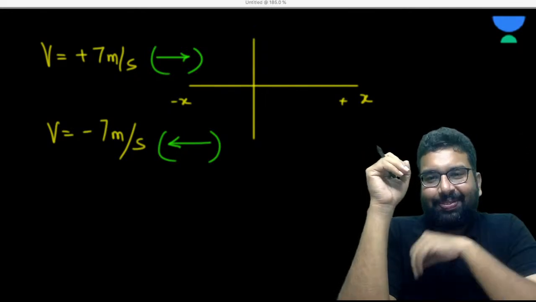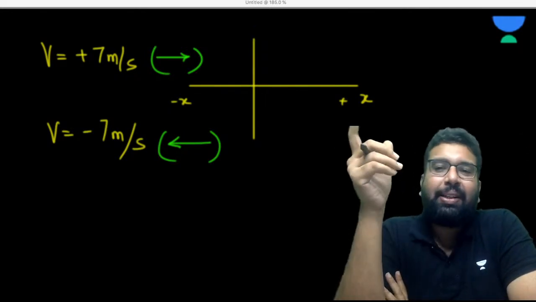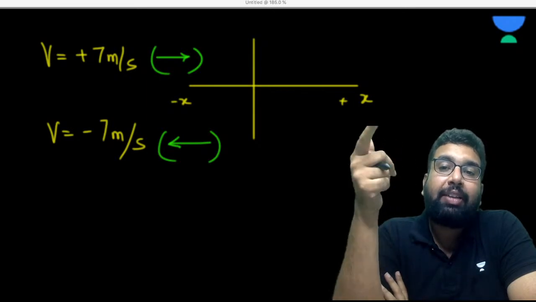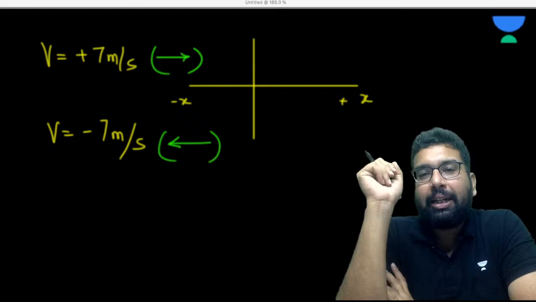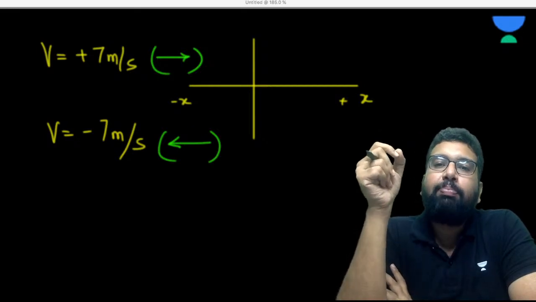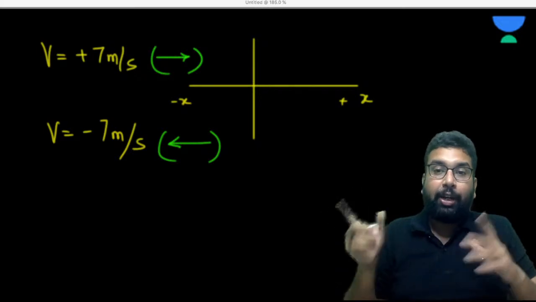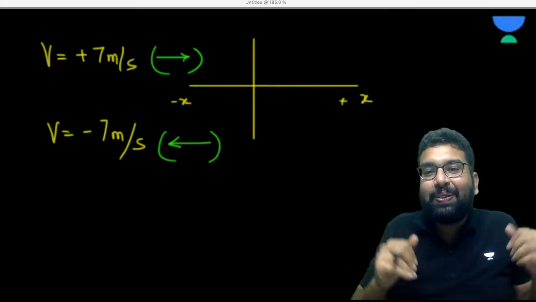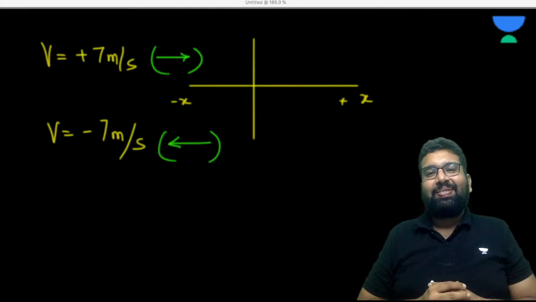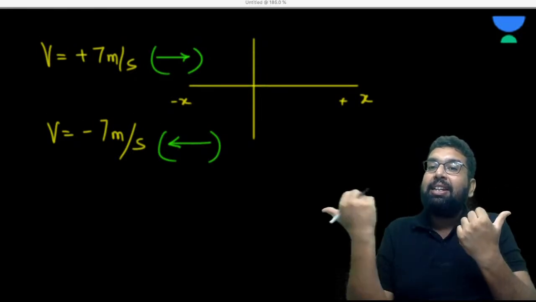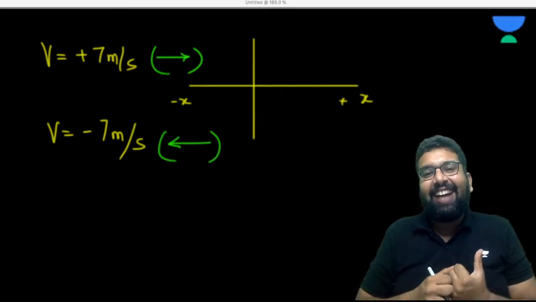Wrong answer. Now, 99% of the time when I ask students what happens if acceleration is positive, they say velocity increases. Now, please understand this. Let me say that the velocity is minus 7 meter per second, and acceleration is positive. In that case, the velocity is going to decrease, isn't it? Because velocity is in the negative direction and acceleration is in the positive direction. Are you getting my point?